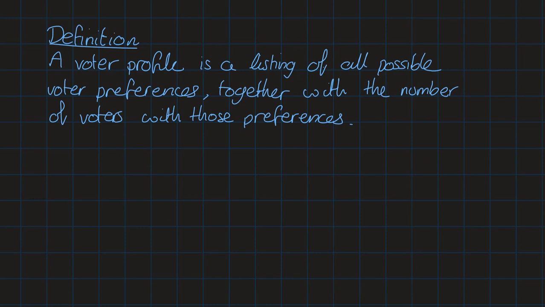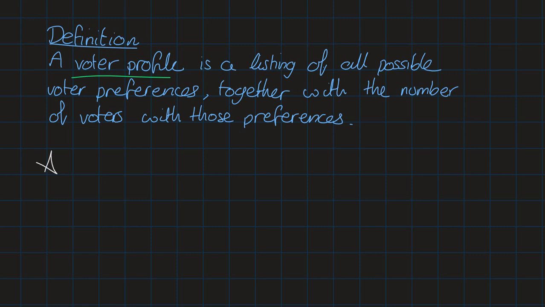A voter profile is a listing of all the possible voter preferences together with the number of voters who voted for those preferences. Okay? So a voter profile tells you essentially how everyone voted during the election.